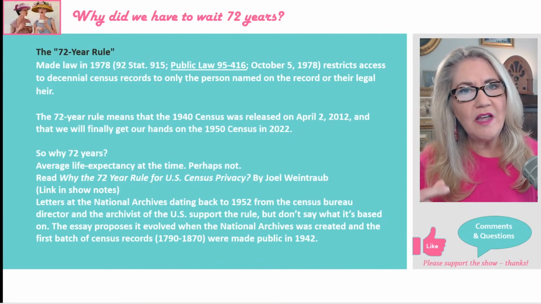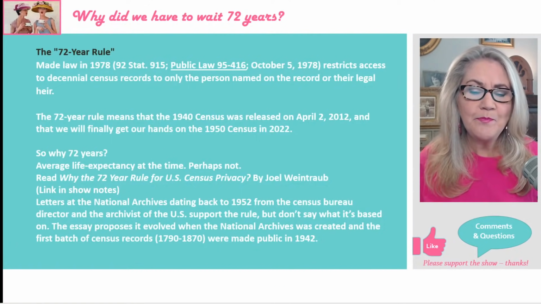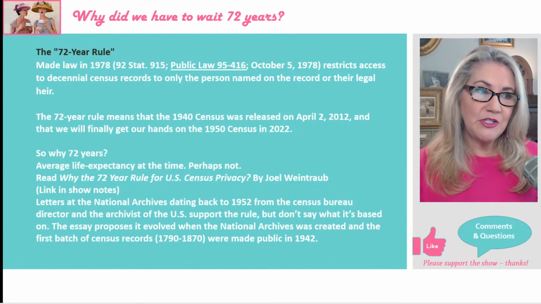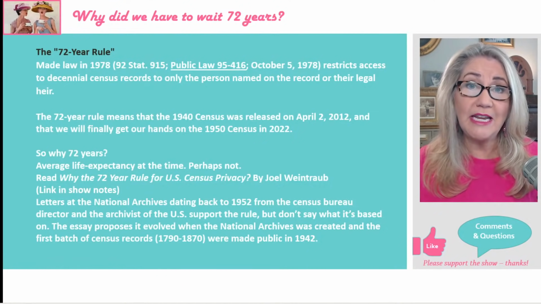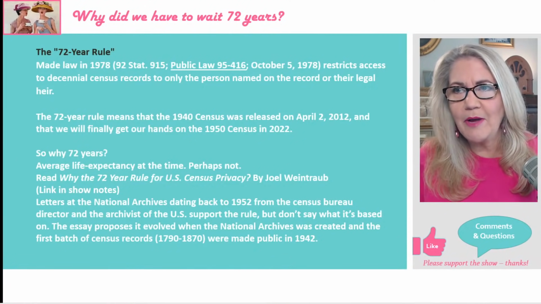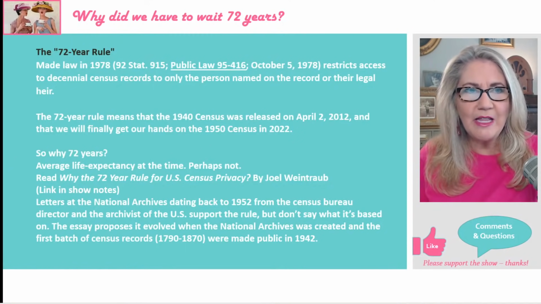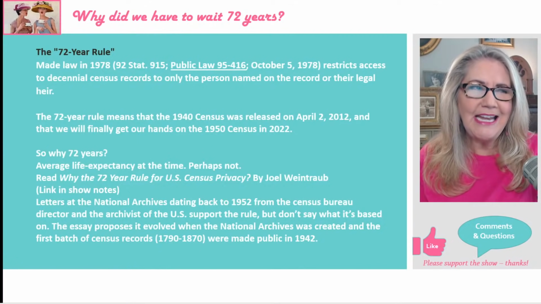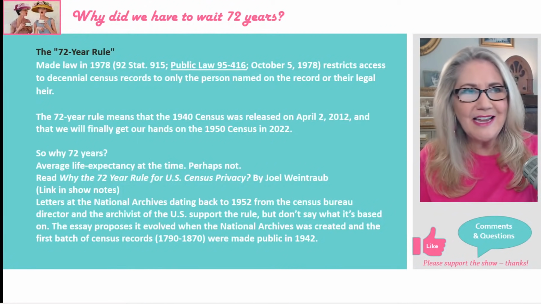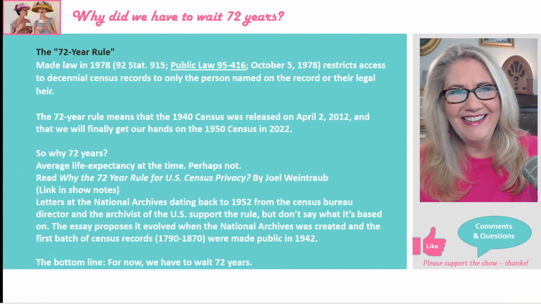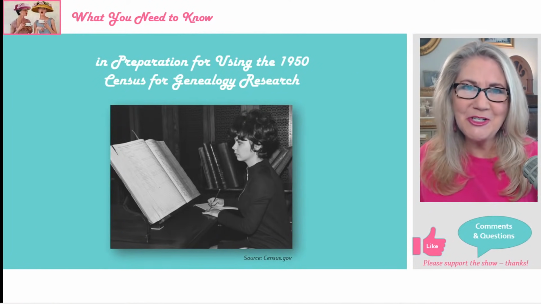Joel's proposal was that in 1942, when they finally got the National Archives up and running, they decided to release the 1790 through 1870 census records. They had them. There was no mention of copyright or promises to the public, and so they made them available. Well, that happened to be 72 years since the 1870 census. And even then, we don't know for sure if there was discussion that we should wait the life expectancy. Here's the bottom line. You have to wait 72 years. Sorry. But that means the 1950 census is just around the corner.